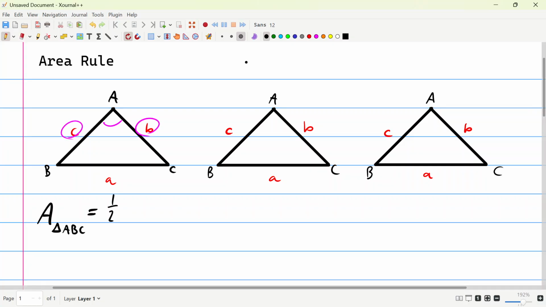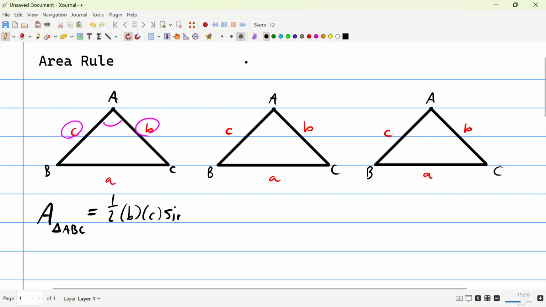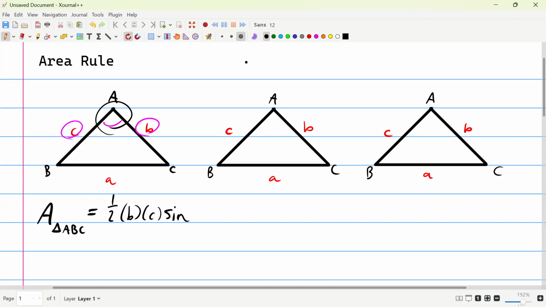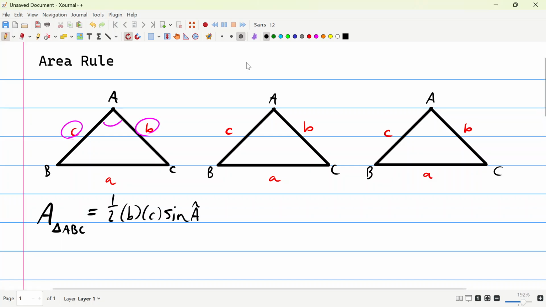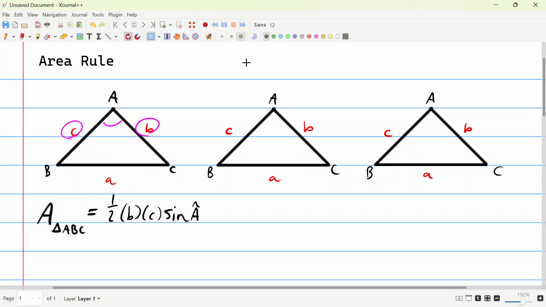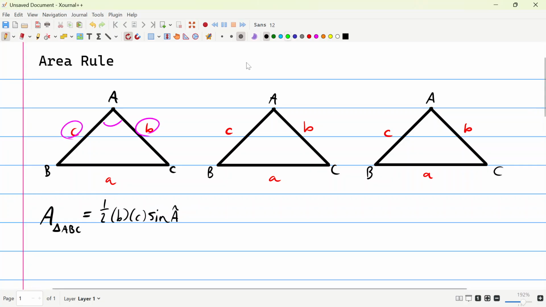For this one, it'll be a half multiplied by the two sides, which is going to be B. So I'm rather going to write it like this: B multiplied by C multiplied by the sine of the angle in between, which is going to be angle A. So it'll look something like this. Okay, so that was in the case of angle A.